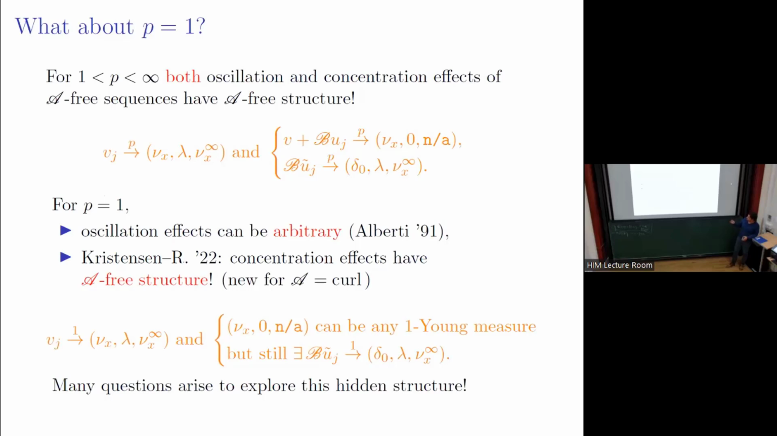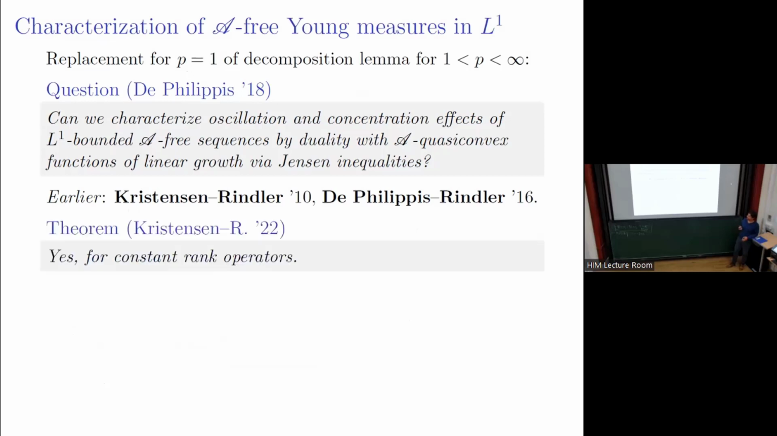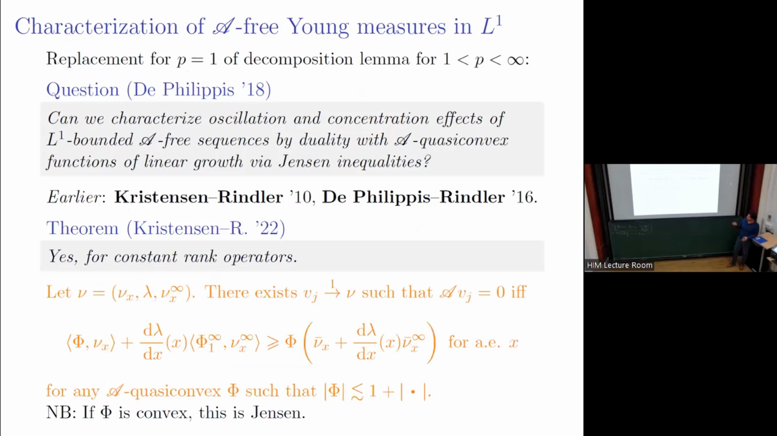So part of this is saying, of course, the original result, there can be no decomposition lemma for p equal to 1. This is actually quite clear. However, we can characterize weak convergence in A-free measures. We can characterize it at least in terms of Jensen-type inequalities. And this is definitely of a more technical nature, and that's probably worth a talk of its own.